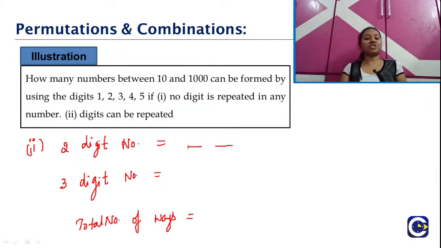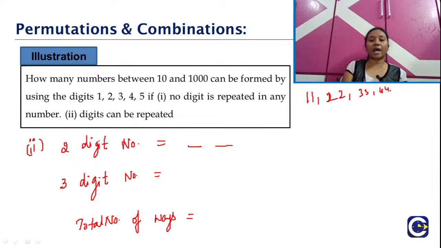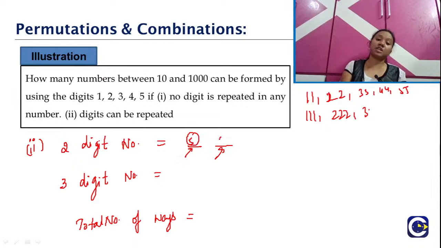So the 2-digit number here, guys. The only condition that differs from the first one is that digits can be repeated, which means we can allow numbers like 11, 22, 33, 44 and 55 as well as 111, 222, 333. These numbers will also be allowed here. So for the tens place 5 chances, and for the ones place also 5 chances, because the number fixed in the tens place can also come again in our ones place. So it will be 5 into 5, that is equal to 25.